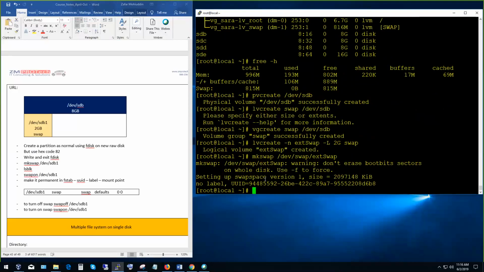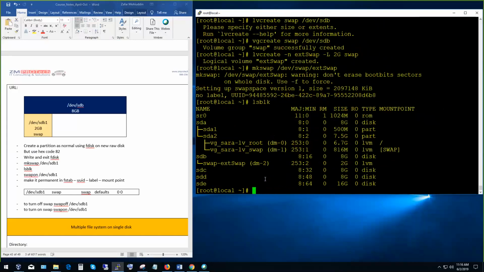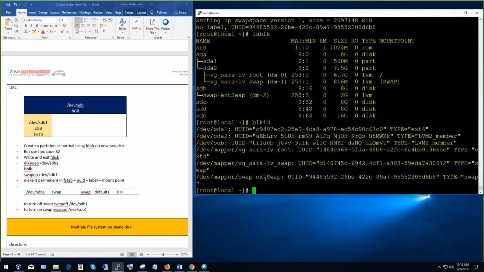Okay, the swap is created here. Let's do lsblk. Okay, and right now it's acting as a swap partition here. And let's do blkid, and then the type is swap. The type is equal to swap.